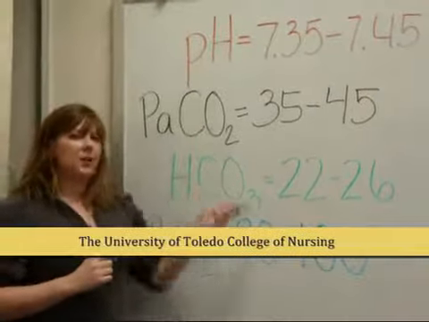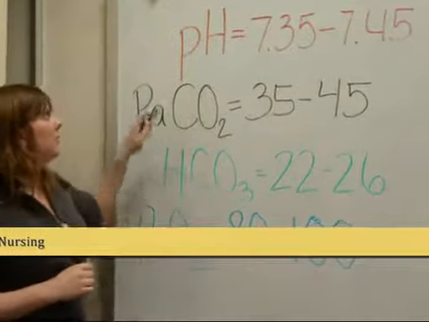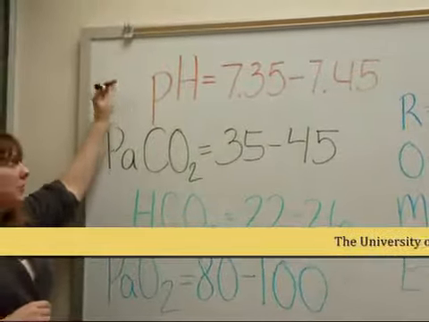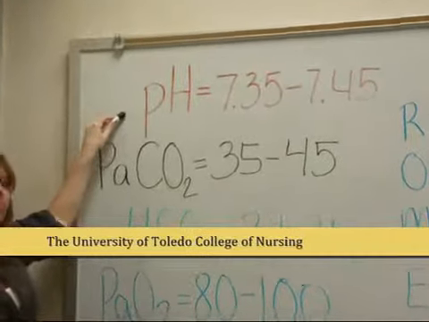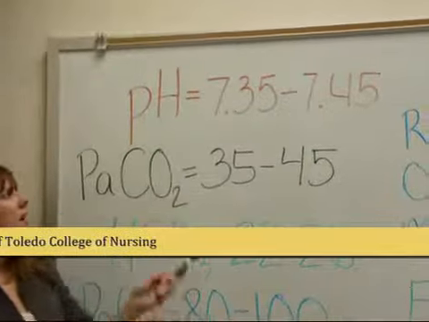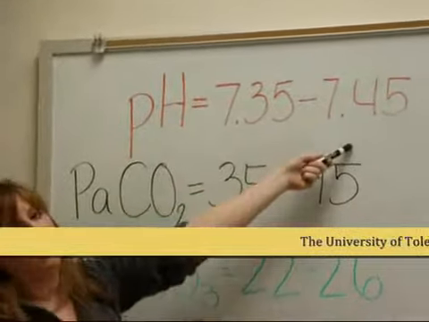A little trick that we did to help us color code, and as I'm going through the numbers, I'll teach you why we did that. The first thing is pH. We did that red because pH is very important. It's the first thing you want to look at when you get your ABGs. Normal pH is 7.35 to 7.45.